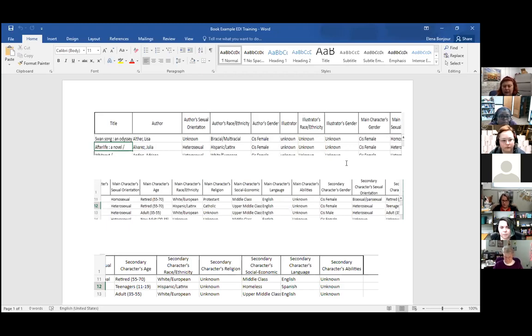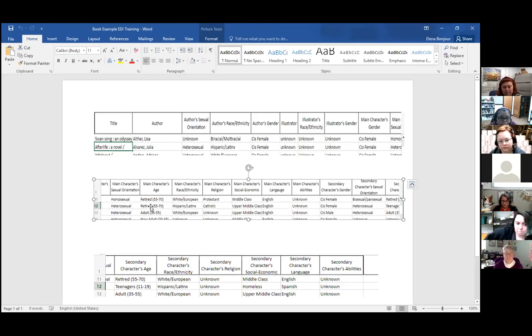In the second part, I went to the main character's place and figured that she was heterosexual because she was married. She just buried her husband. She was retired at age 70, and she was from Dominican Republic.